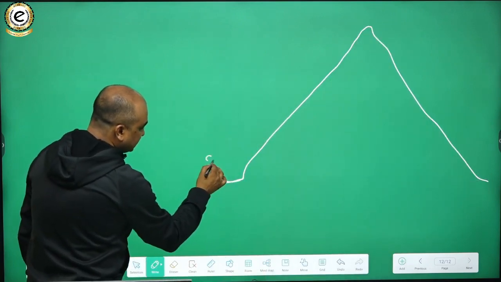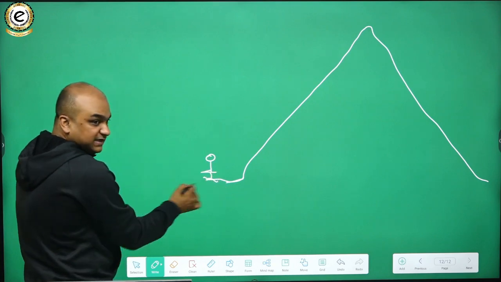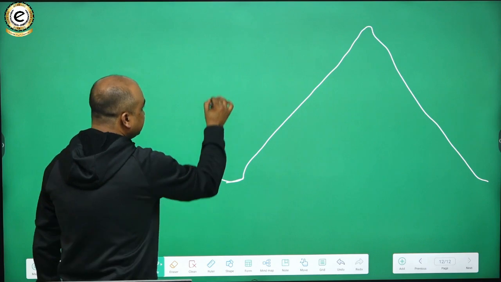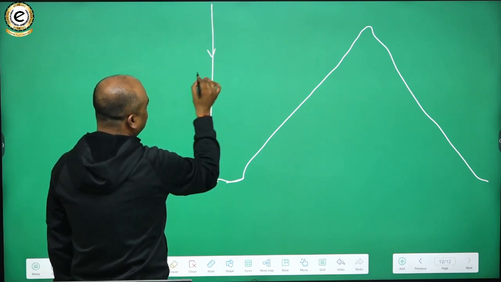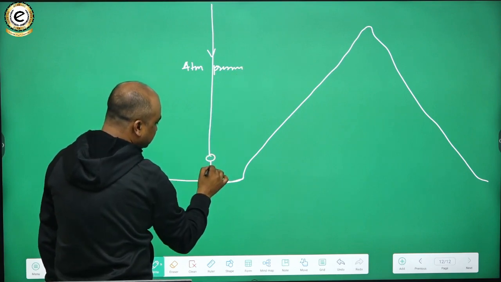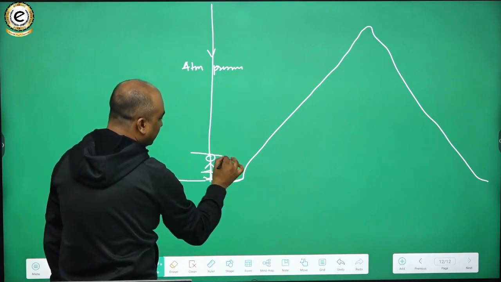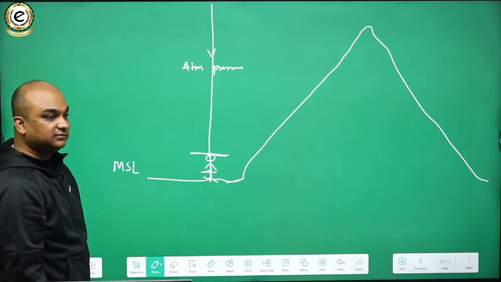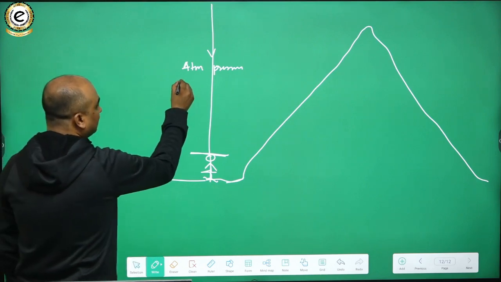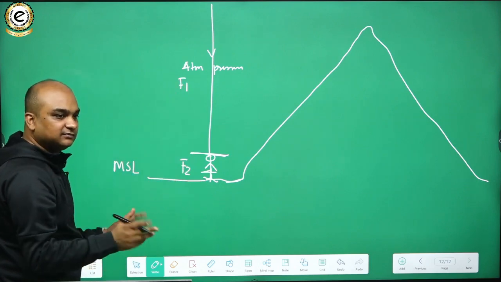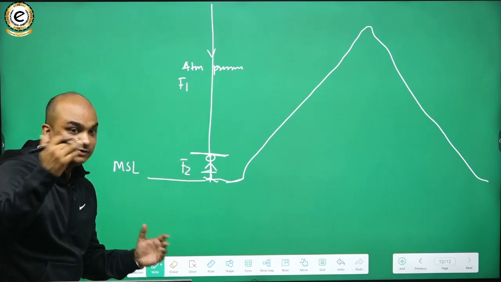Suppose a person is standing here at the mean sea level. Let me hold this as the mean sea level. Then at mean sea level, this is what happens. The atmospheric pressure is balanced by the internal body pressure. That's why you don't feel any kind of pressure. ठीक है, तो अगर मैं इसको मानता हूँ force F1, इसको मानता हूँ force F2, F1 and F2 are balanced. That's why you don't feel any resultant pressure.